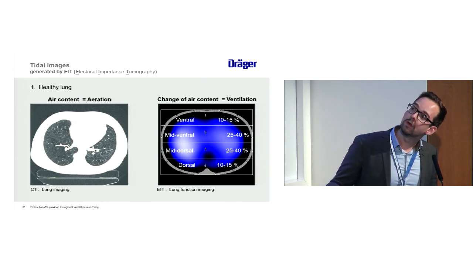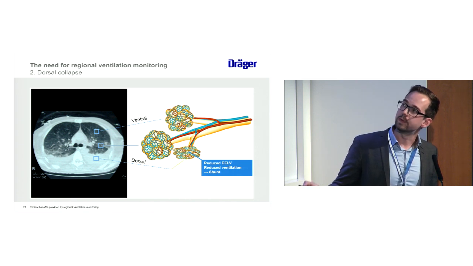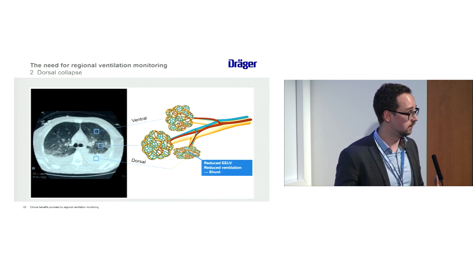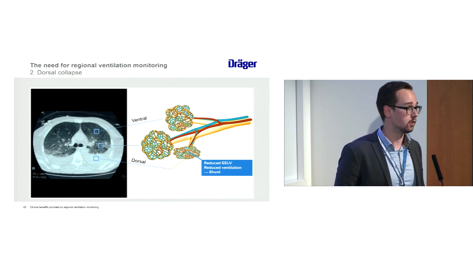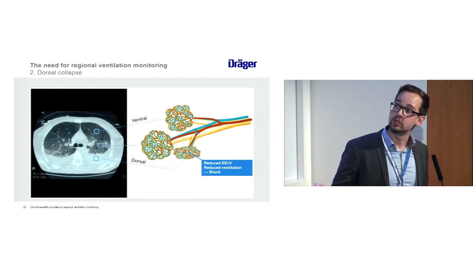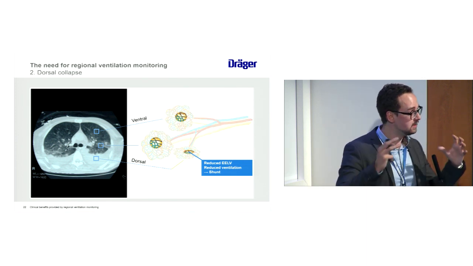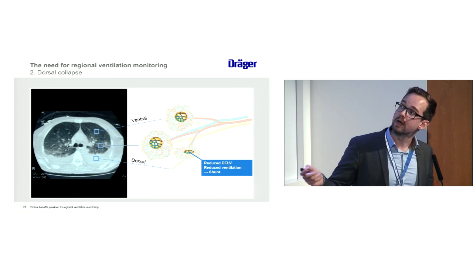So if we now look at an image of a dorsal collapse, what do we expect? We expect to see reduced ventilation in the collapsed region of the lung, and we're also expecting to see a reduced end expiratory lung volume, causing a shunt in this region. So we were expecting a normal filling and emptying, so an exchange of gas volume in the ventral and the mid part, but roughly no exchange in the dorsal part.